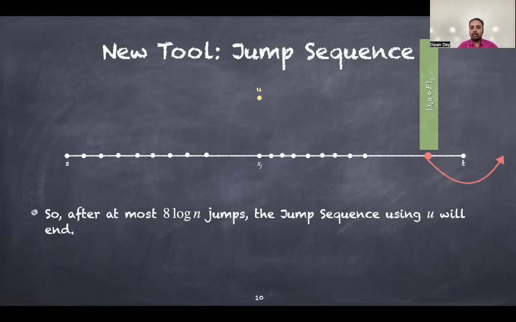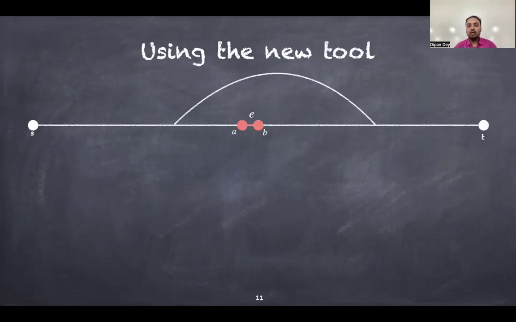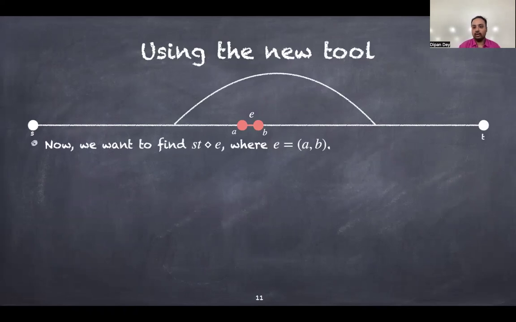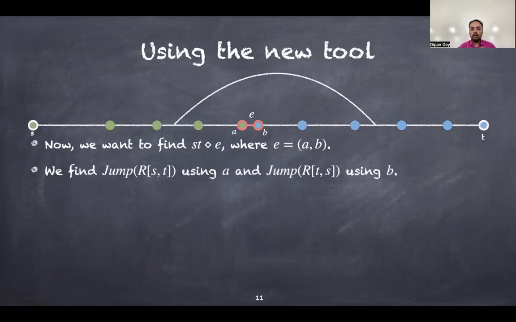So let's now get back to the problem, which is we want to find the s-t path from s to t after avoiding E, and we will be using jump sequences here. So what we do is we find the jump sequence jump RST using A and jump RTS using B. So if the jump sequence starts from t, it is jump RTS using A and using B. These green vertices are jump RST using A and blue vertices are jump RTS using B.